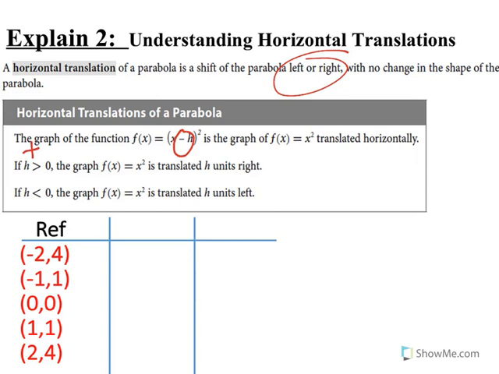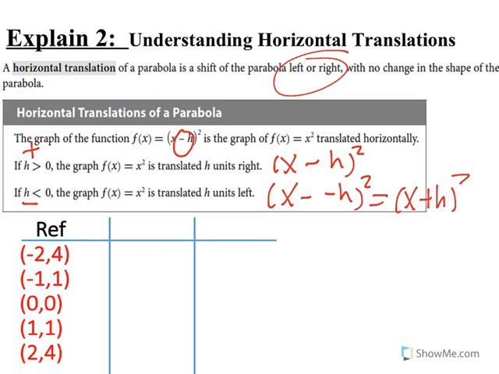Right? So the graph of f of x equals x squared is translated h units to the right. If h is negative, that means less than 0, the graph of the function f of x equal to x squared is translated to the left. So if you see something that looks like x minus h squared, that means going to the right, and x minus a negative h squared, when the double negative becomes a plus, looks something like x plus h squared. That means we shift to the left.